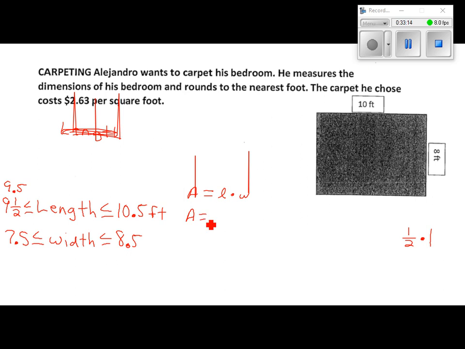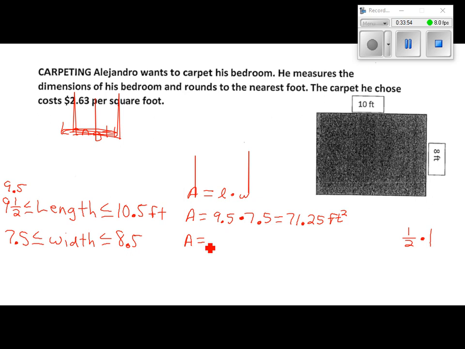What's the length of his room if we're going with the small end? 9.5 times, what's the width? 7.5. Somebody do that multiplication for us. 71.25. Don't forget that this is in square feet. So his room could be 71.25 square feet. That's how much carpet it could take. That's the low end. What's the high end?